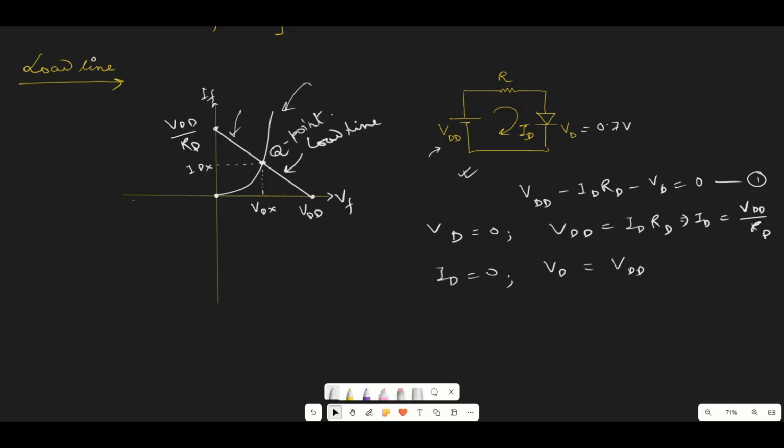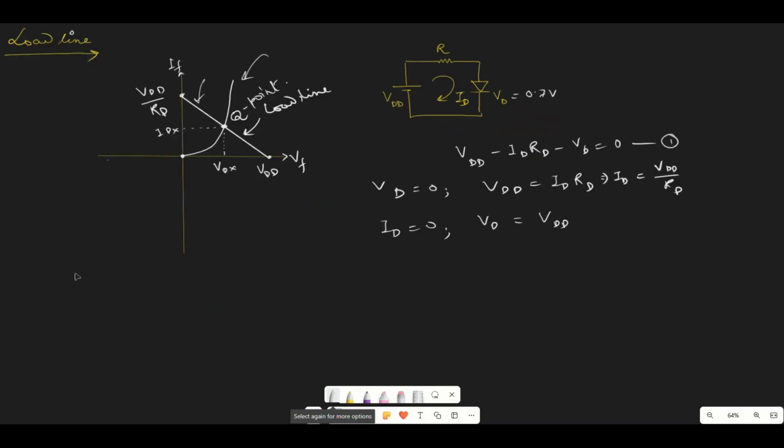So let us also consider a numerical for this one. Considering the same circuit, the value of VDD is 10 volts. The resistance RD is 1 kilo ohm. And the diode is considered a silicon diode, so the value of VD is 0.7 volts. We have to determine the load line and then determine the Q point.